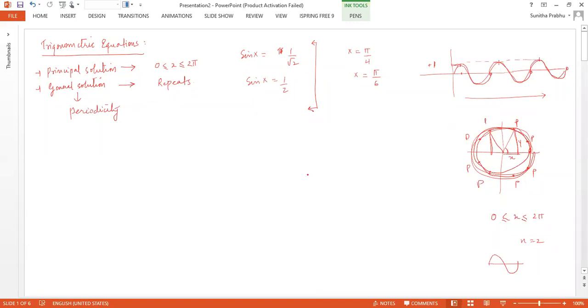Okay, we have seen how the shapes of these functions are. Sine and cosine are similar to each other. We call them sinusoidal functions. We have also seen how the functions for tan resemble, right? Tan also will be repeating itself. They'll have a pattern like this, isn't it? So, did you understand what you mean by principal solution and general solution?